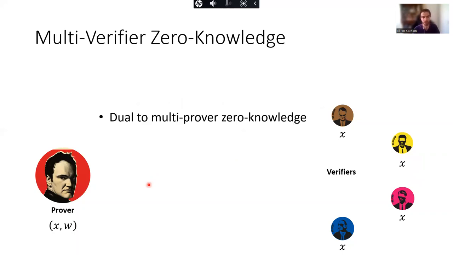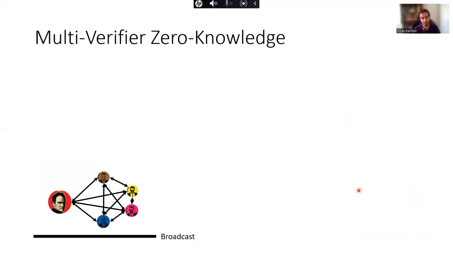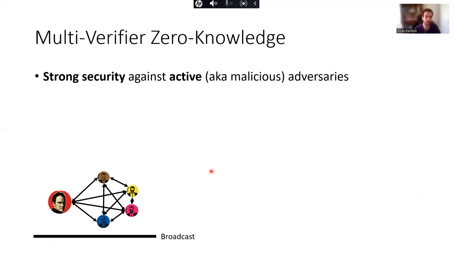And this can be seen as the dual of multi-prover zero knowledge, and in fact, it is a common scenario in multi-party computation where one player wants to prove that some statement is true to the rest of the players in zero knowledge. We assume that the players can communicate with each other over secure channels and also that they have access to a broadcast channel. And we require strong security even against an active adversary that can deviate from the protocol.